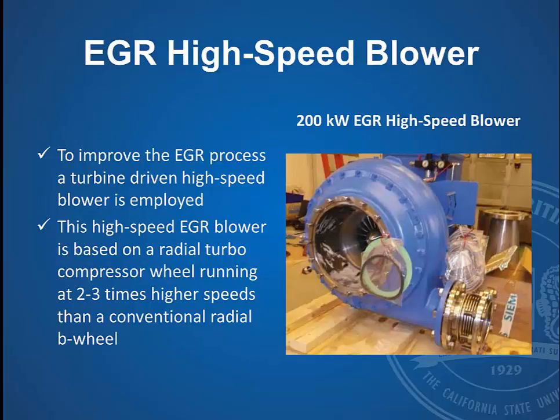The exhaust gas recirculation high-speed blower, this is an example of that, and it improves the process by putting in a turbine with a high-speed blower. This high-speed exhaust gas recirculation blower is based on a radial turbo compressor wheel running at 2 to 3 times higher speeds than a conventional wheel. So anyway, these are specialized blowers that have been developed for the inert gas system.